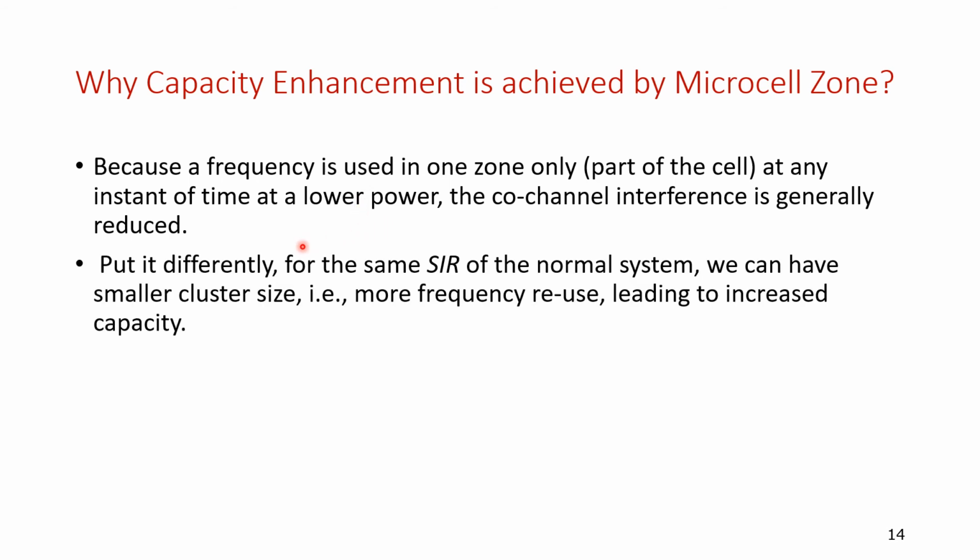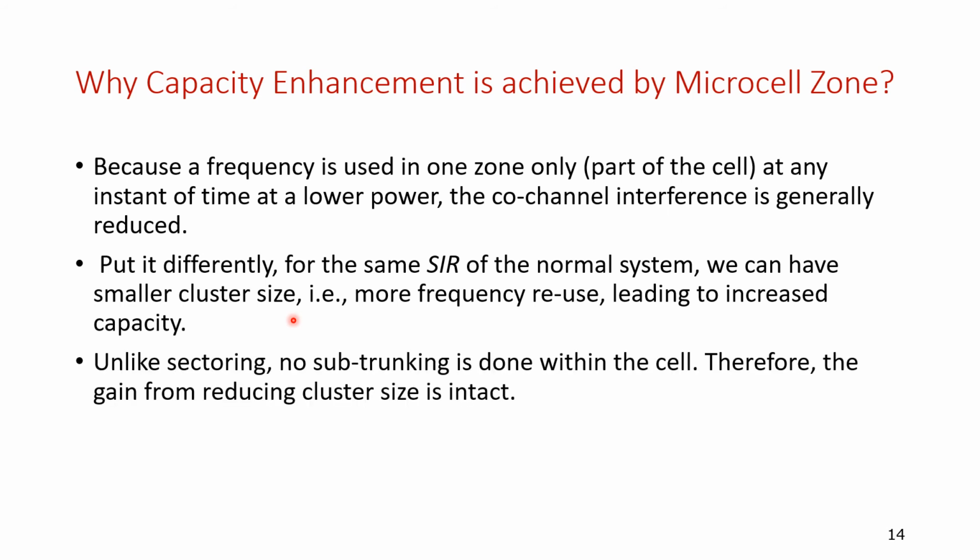To say it in a different way, for the same signal to interference ratio of the normal system, we can have smaller cluster size or more frequency reuse, leading to increased capacity. Unlike sectoring, no sub-trunking is done within the cell, therefore the gain from reducing the cluster size is intact. So microcell is different than sectoring.